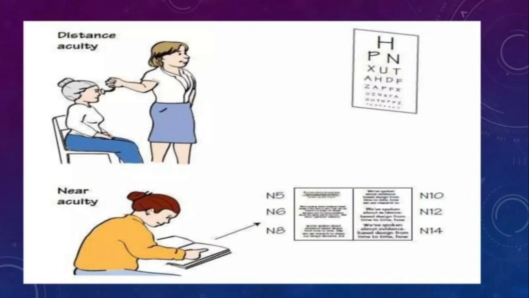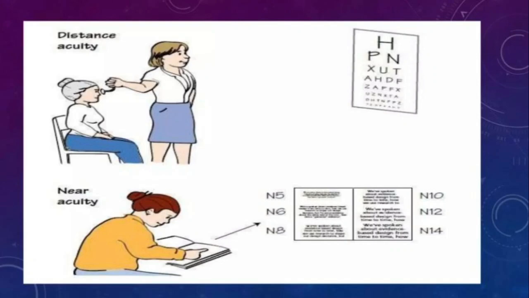Visual acuity is the ability of the eye to distinguish fine details and shapes of objects at a given distance. It is measured using an eye chart. The result is typically expressed as a ratio.